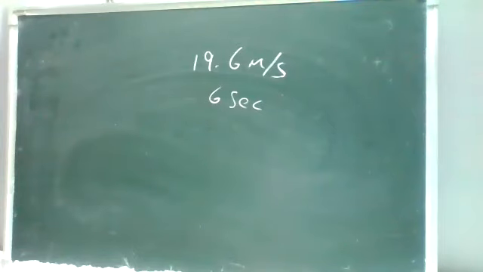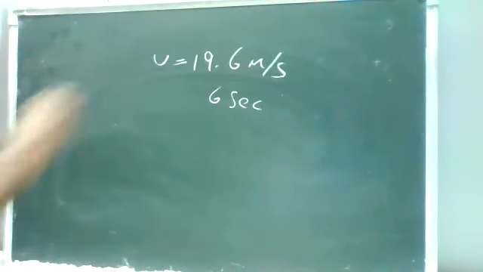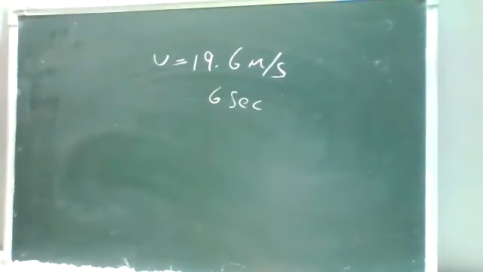I'll repeat the question. A ball thrown vertically upwards with a speed of 19.6 meter per second from the top of a tower returns to the earth in 6 seconds. Find the height of the tower. Now we'll see one by one. We know the initial velocity, correct? We know the time period, t is equal to 6 seconds.